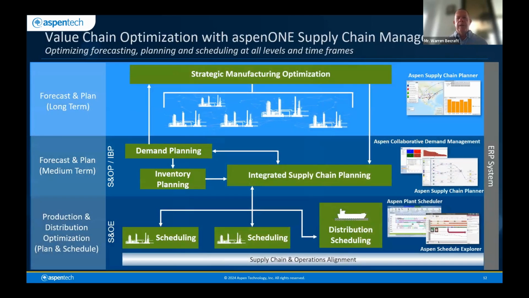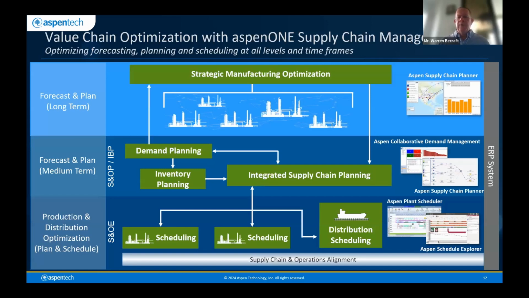If we look at it from an Aspen One supply chain management solution, at the strategic manufacturing optimization level, the longer term planning, we have our Aspen supply chain planning solution that takes a holistic view of the entire enterprise, from raw material procurement through decisions about production at different sites and different production assets, down to distribution. Where do we maintain inventories? What inventory levels do we maintain? And then being able to run various economic scenarios.